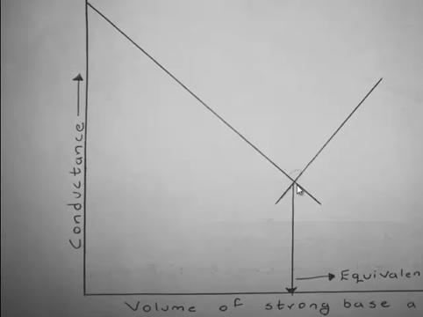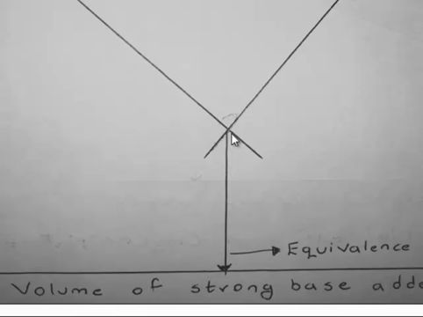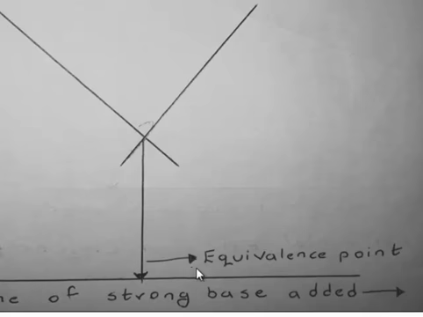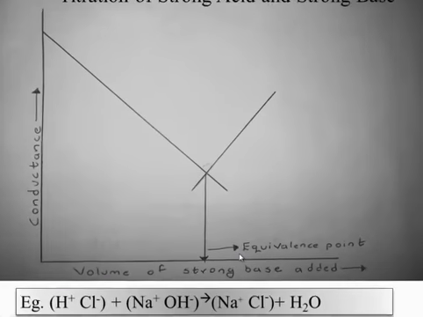However, once we have reached the end point or the equivalence point, then as only NaOH is being added to the solution, the conductance of the solution will again increase. So the end point or the equivalence point can be determined by extending these two graphs and extrapolating a line from where these two graphs meet to the x-axis, which is volume of base or NaOH added to the HCl solution, and therefore this point will represent the end point or the equivalence point.